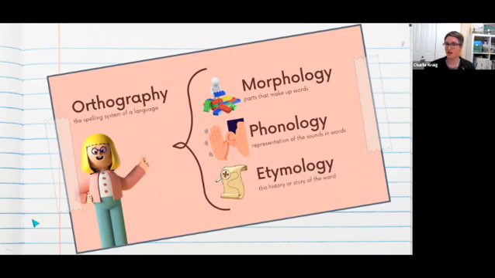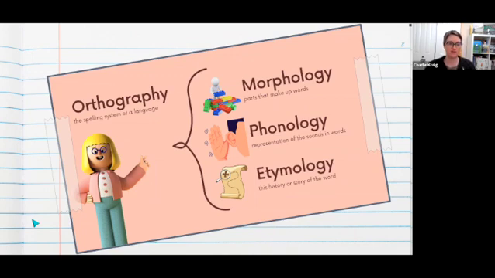I start every time with this little preamble. Yes, it is called Morphology Monday, but that's probably because I like alliterative titles more than that it's an accurate descriptor. When we're talking about morphology, we cannot not talk about phonology and etymology. So really what we're talking about here is our whole spelling system, which is our English orthography.